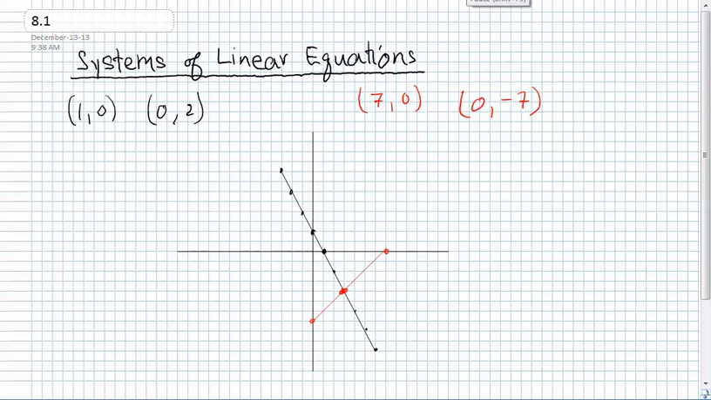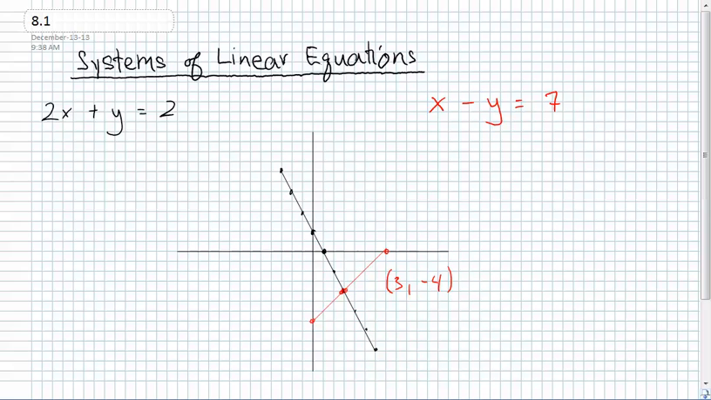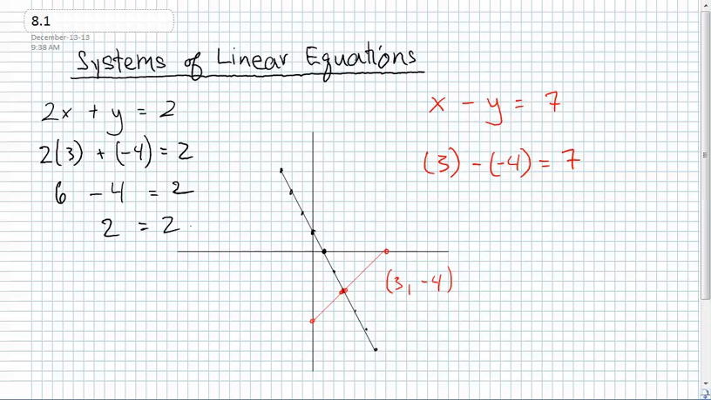Okay, so the point is (3, negative 4). I'm going to plug both those values into my original equations. And whenever you're substituting into an equation, I strongly recommend that you always use brackets so you isolate it from any operations going on. So on the left here then, if I solve this, I get 6, and then plus negative 4 is the same as minus 4, and then that means 2 equals 2. Check, it works.